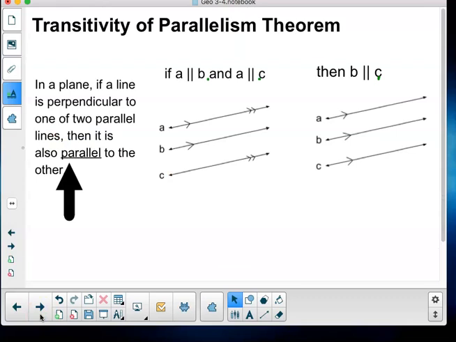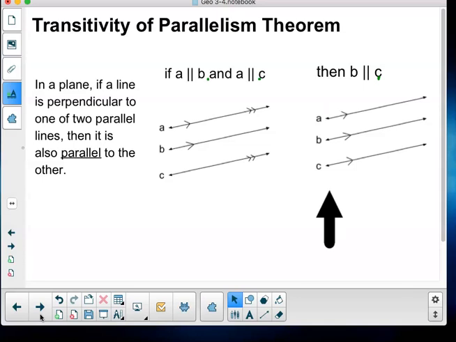So, the transitivity of parallelism theorem: in a plane, if a line is parallel to one of two parallel lines, then it is also parallel to the other. If A is parallel to B, and A is parallel to C, because I know those markings, then I know B and C are parallel. B and C must therefore be parallel. So all three of them are parallel together.